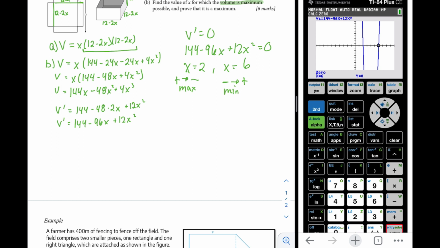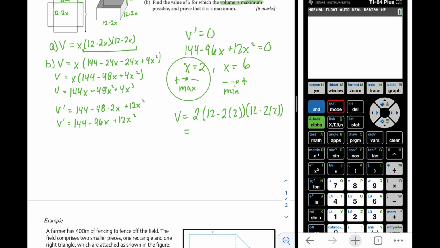So when we're looking for the volume for the maximum, we're going to be using x is equal to 2. Since x is equal to 2 is our maximum, then we can find out what the actual volume is. So our volume is going to be 2 times 12 minus 2 times 2 times the same thing. When you put this into your calculator, you're going to get that the maximum volume is 128 centimeters cubed.